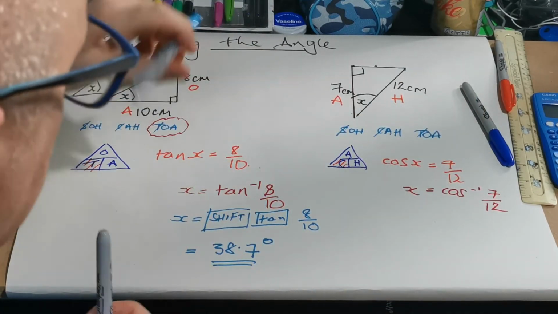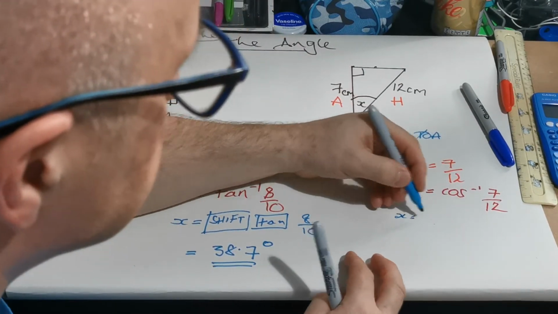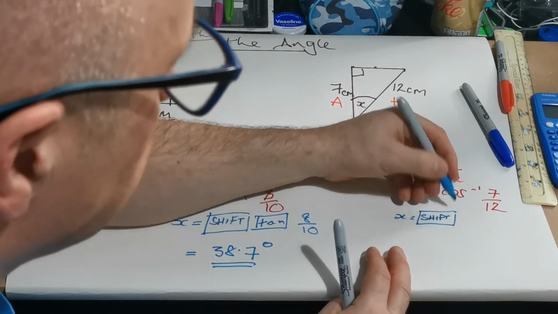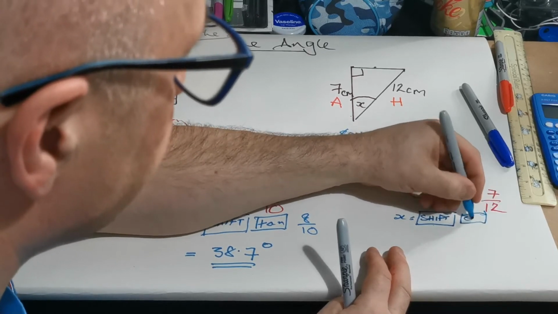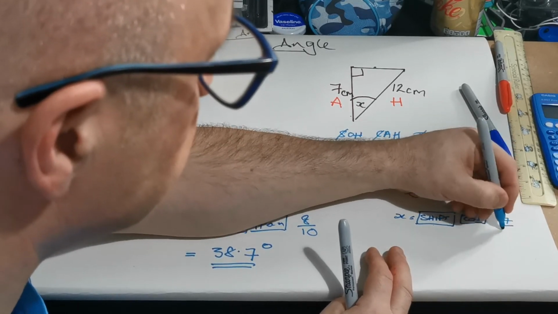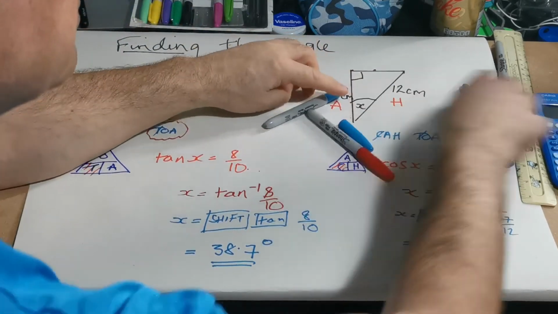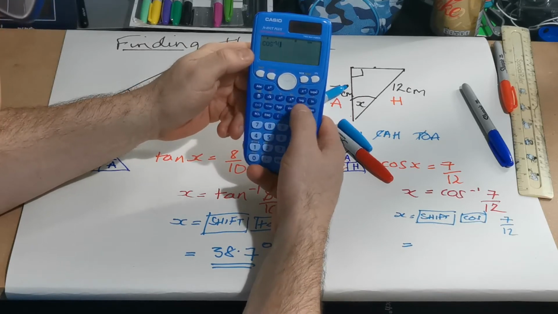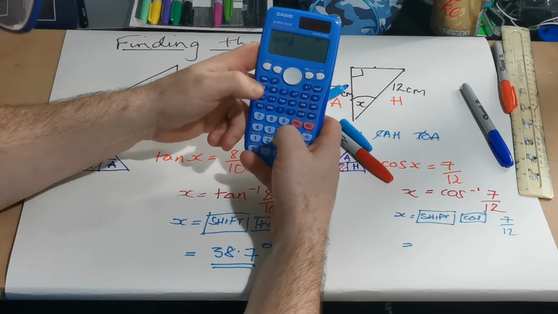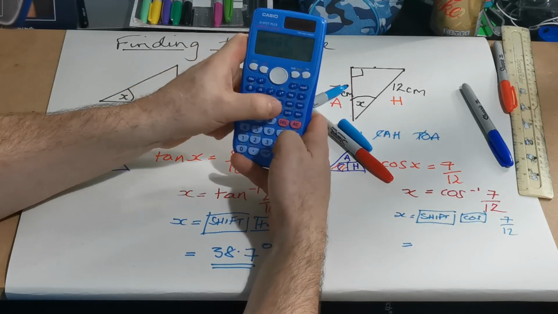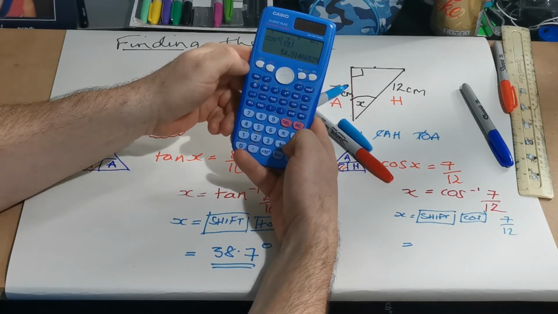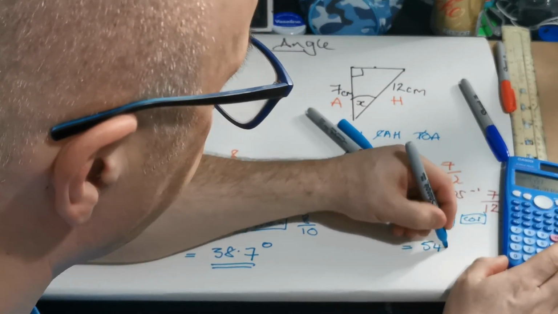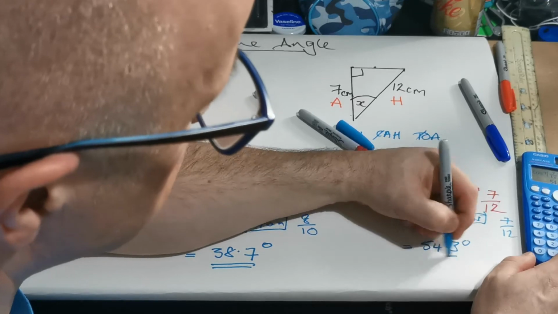And in order to put that into my calculator, I can say x is equal to shift cos 7 over 12. If I put that in, so I've got shift and cos this time, 7 over 12, close my bracket off, equals 54.3 degrees to 3 significant figures.